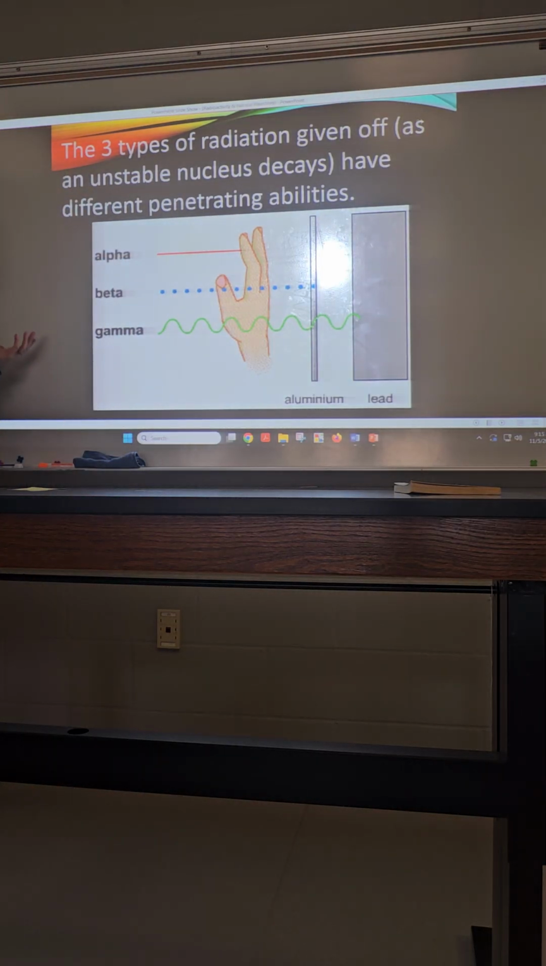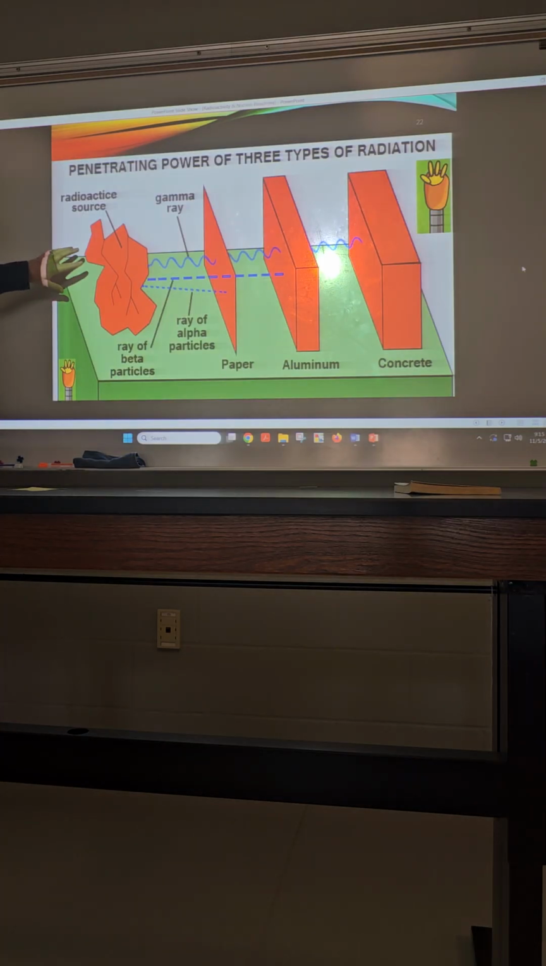So obviously, which one is the strongest form of radiation? What's the strongest type based on this picture, Allison? The gamma, right? Good. And then what's going to be the weakest one? What do you think, Maddie? The alpha. Good.